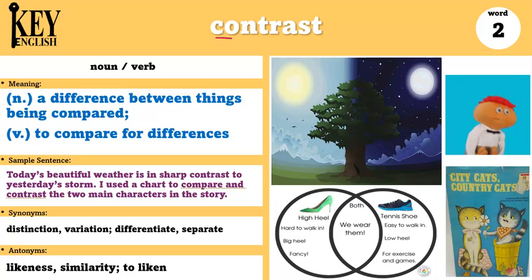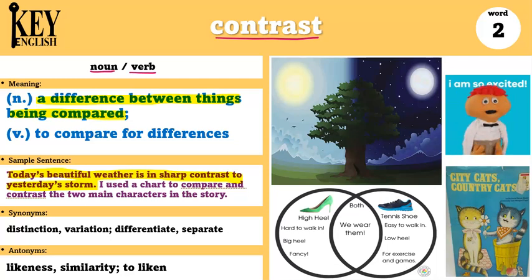Our next word is contrast. We can use contrast as both a noun and a verb. As a noun, it means a difference between things being compared. For example, today's beautiful weather is in sharp contrast to yesterday's storm. So this sentence is talking about the difference or the contrast between how the weather was beautiful today and a terrible storm yesterday. So this is a difference between two things.